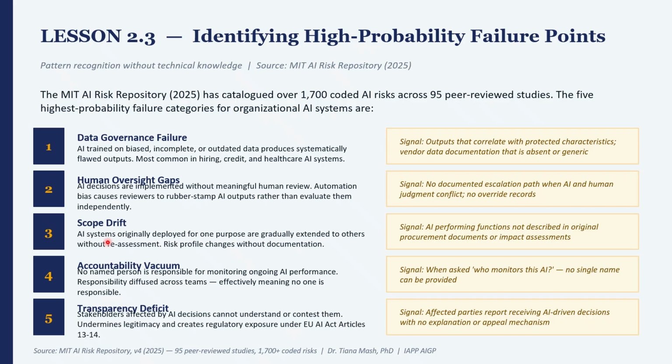Observable signals include AI performing functions that are not described in the original procurement documents. What does that mean? Are we looking at systemic risks, systemic biases, sustainability, transparency, traceability? These are important, especially for workflow governance. Remember, no records of overrides. If no one in your organization can tell you the last time a human overrode the AI, then you need to understand the override gaps. Huge, huge, huge thing.